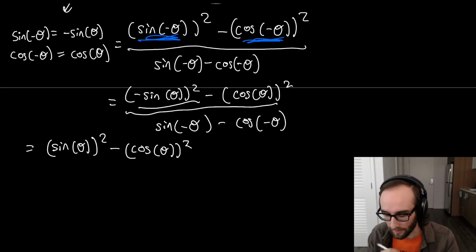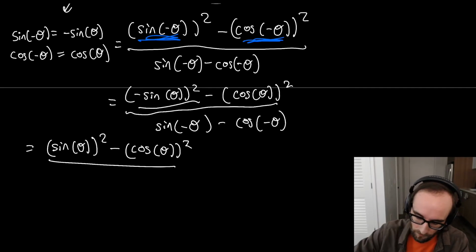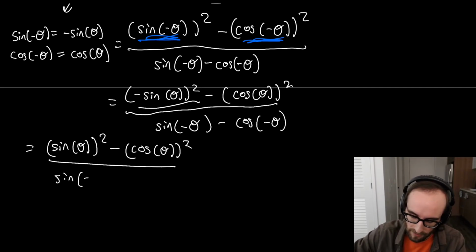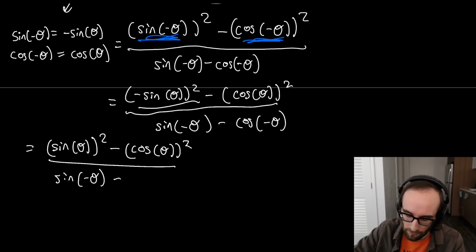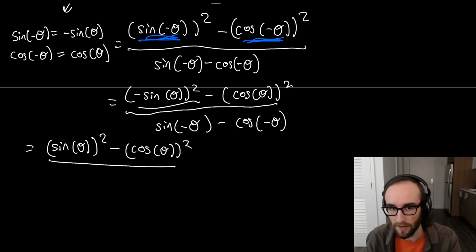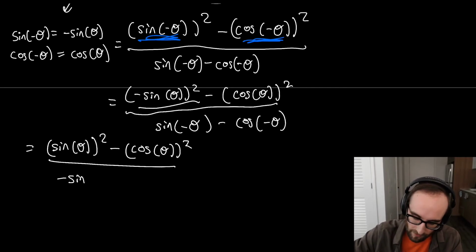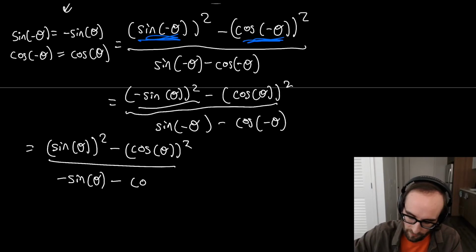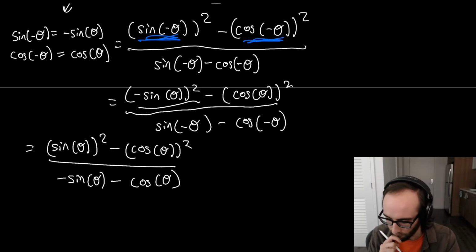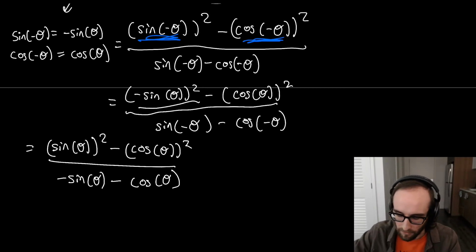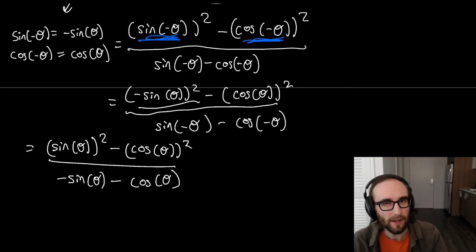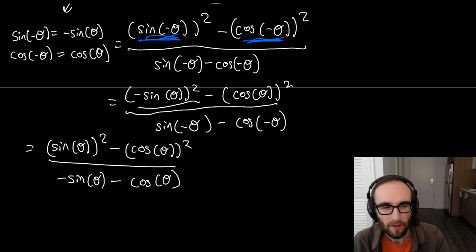All right, next up, we want to take a look and see if there's any other identities that could help us out. I'm looking at the denominator right now, actually. We can use our even odd properties to replace the sine negative theta and the cosine negative theta in the denominator as well. So here we have negative sine theta minus cosine of theta. Okay. Next, we want to look and see, are there any identities that kind of pop out to us?